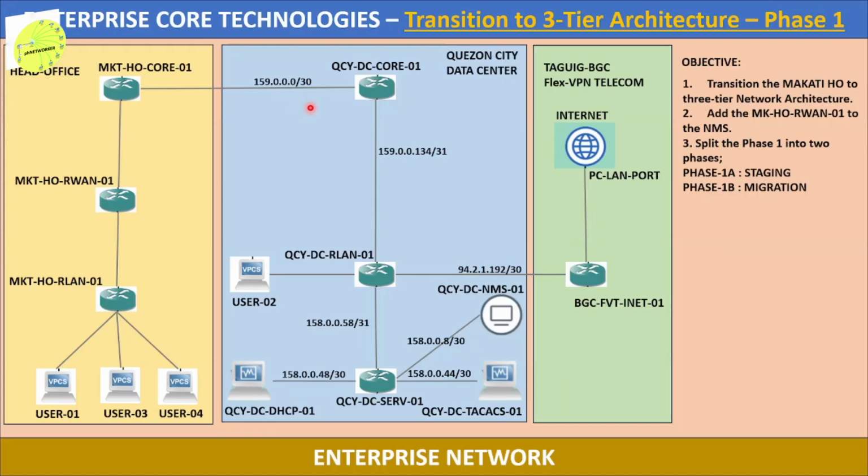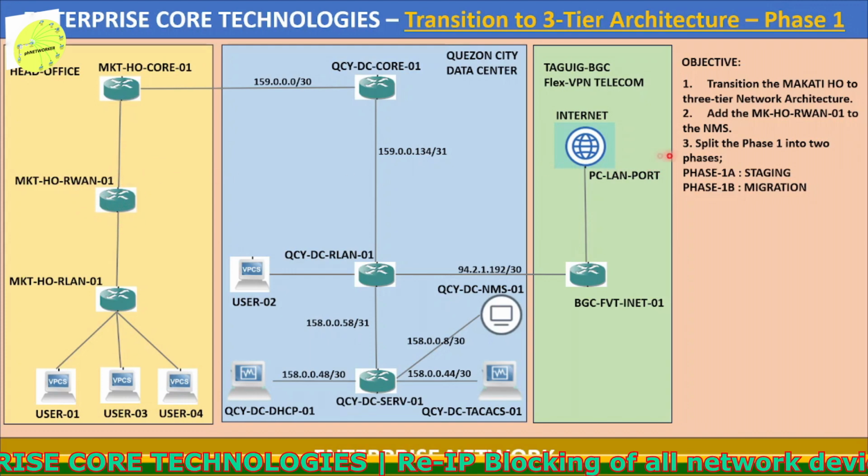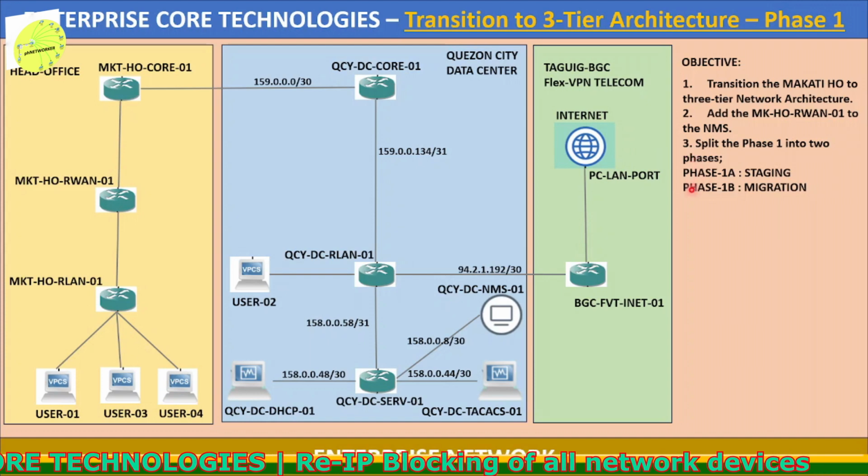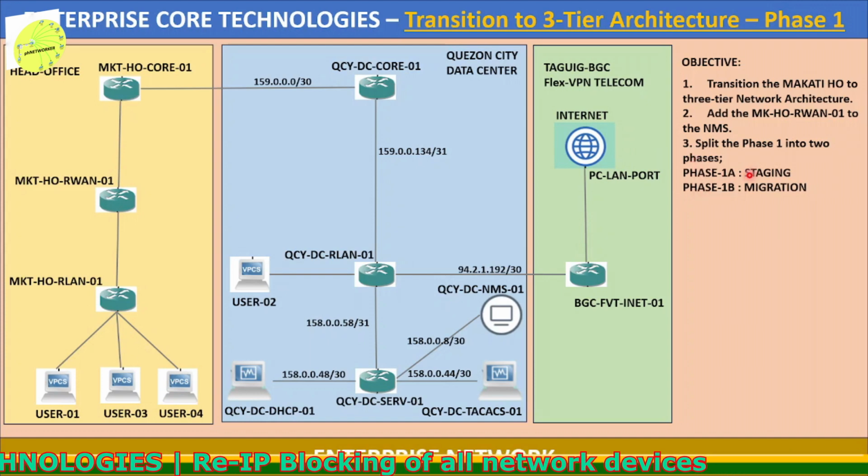Let's now transition to three-tier network architecture. This is phase 1 of our video series. So our objective is to transition the MKT HO head office and add an R1 router into the NMS. We will split this phase 1 into two phases: phase 1A, which is the staging, and phase 1B, which is the migration.